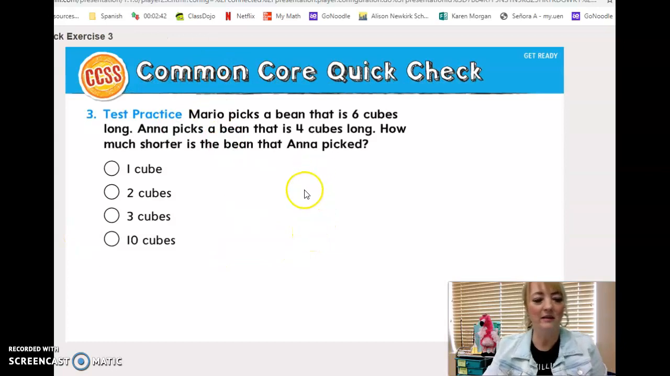Here's our quick check. Test practice. Mario picks a bean that is 6 cubes long. Anna picks a bean that is 4 cubes long. How much shorter is the bean Anna picked? So to find that out, we have to subtract. We'll start with the whole, which is 6, and then subtract the part, which is 4. So 6 minus 4 is, drum roll, 2. You guys are so smart.